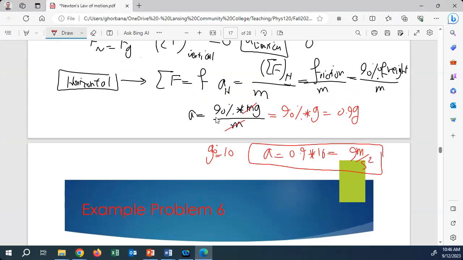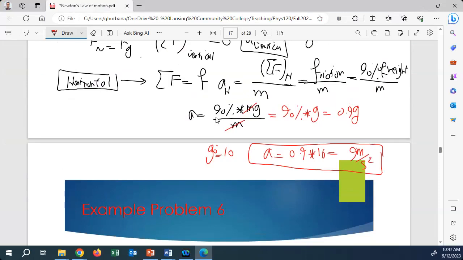Acceleration is going to be the net force in the horizontal, all forces exerted on the person in the horizontal, divided by the mass of the person. The only force exerted on the horizontal is friction. And the question is telling us that this friction force value is 90% of the weight. We have the formula of the weight: weight is mass times gravitational acceleration.